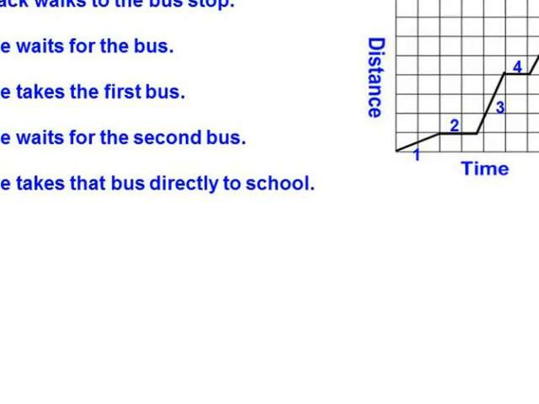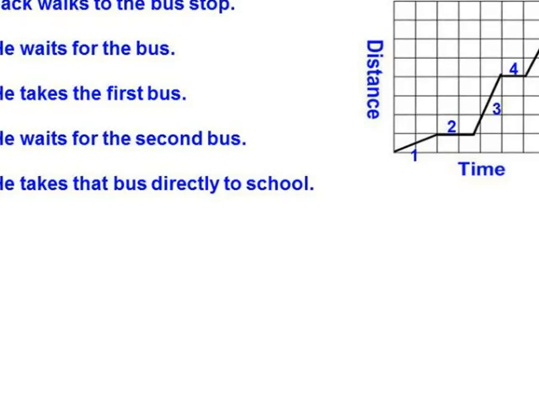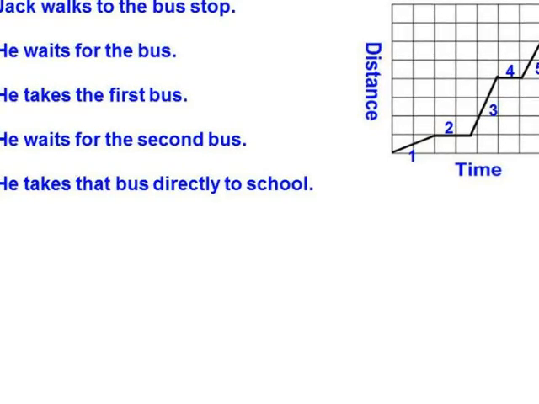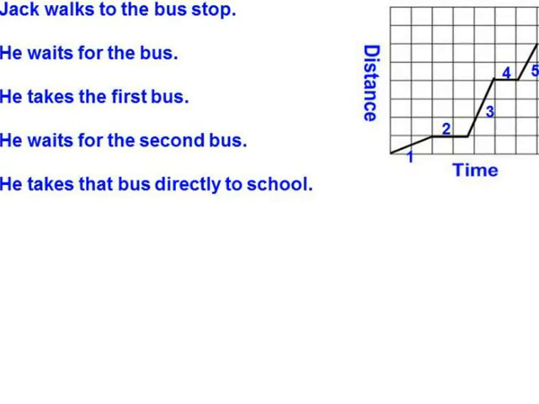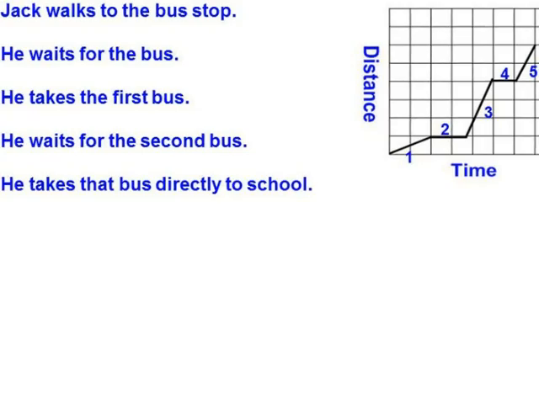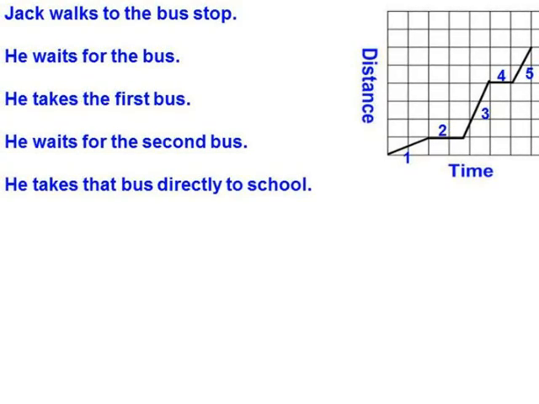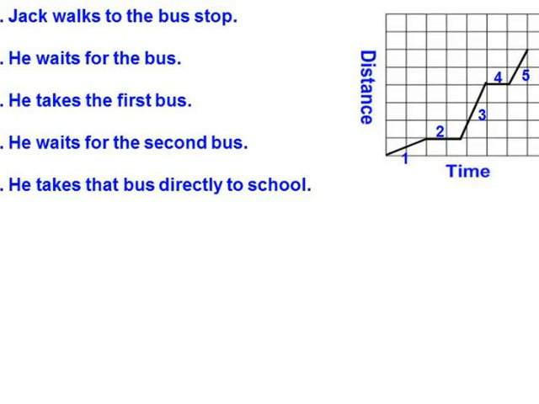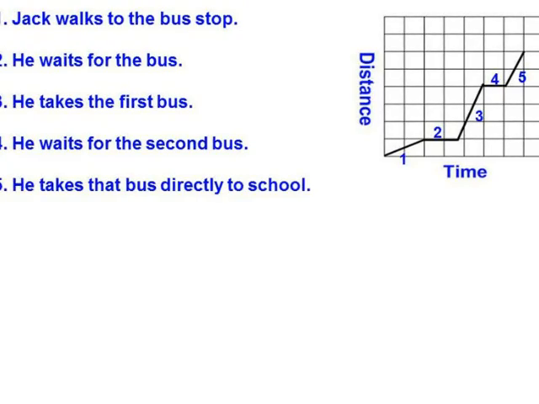Number 1, as you can see on the graph, Jack walks to the school bus stop. Notice he's going up in his walking distance. Then step 2, he waits for the bus. So look at number 2 on the graph. Notice it's flat, no movement, right? Notice the distance part is not showing going up or down. There's no movement. It's flat. But the time moved. All right.